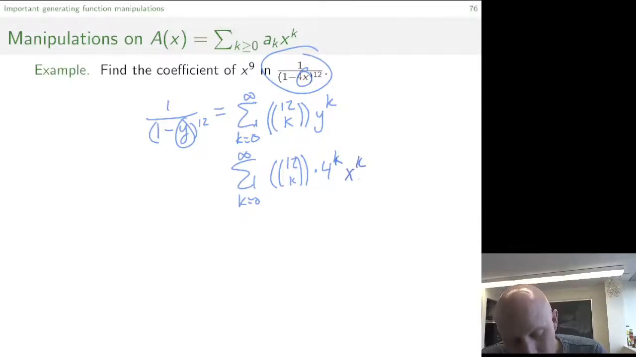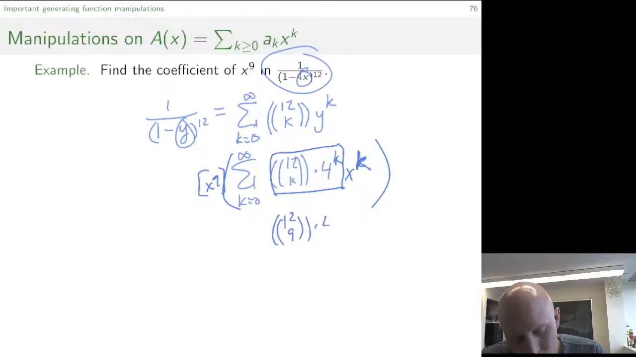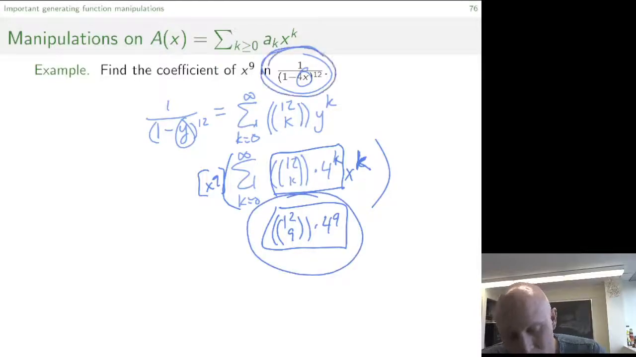And so then the coefficient of x to the 9th here, we can actually just read off here. What is the coefficient when k is equal to 9? It's 12 multi-choose 9 times 4 to the 9th. Remember, we're thinking of x to the 9th as objects of size 9. So how many objects of size 9 are there with this generating function? Well, there are 12 multi-choose 9 times 4 to the 9th.